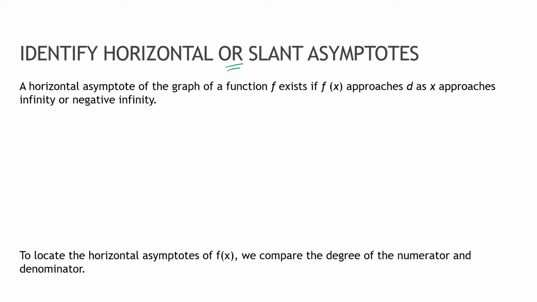So again, we're looking at a rational function. A horizontal asymptote exists if f of x approaches d as x approaches infinity or negative infinity. So what does that mean? Because that's just a bunch of math gibberish, right? Let's look at what a graph might look like.